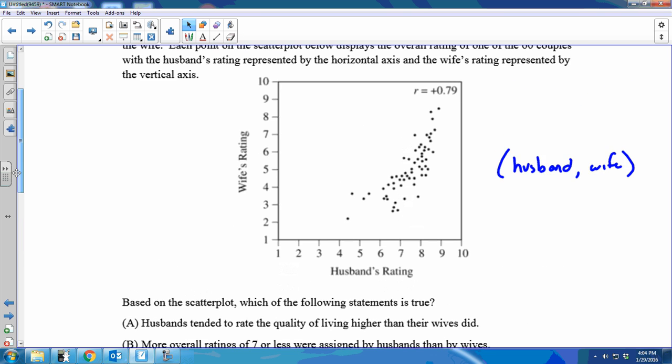So start looking at some points. This point, for example, is 4.3-ish, 2.1-ish. At that point, did the husband rate the quality of living higher than the wife? Yes. So pick another point. This point is 8.1-ish and 6-ish. Did the husband rate the quality of living higher than the wife did? Yes. So A is looking like it could be a legitimate answer.